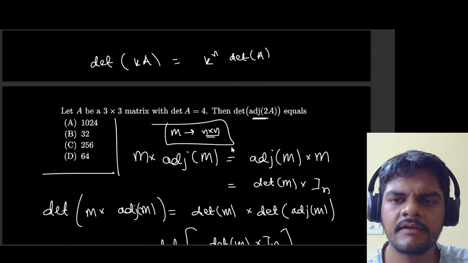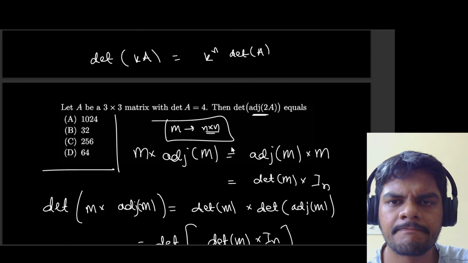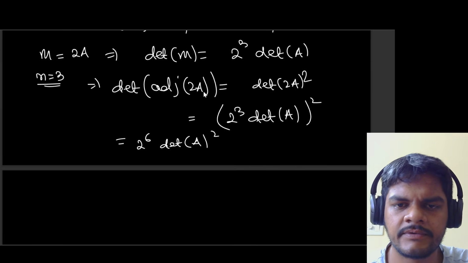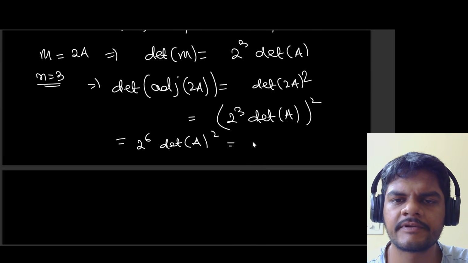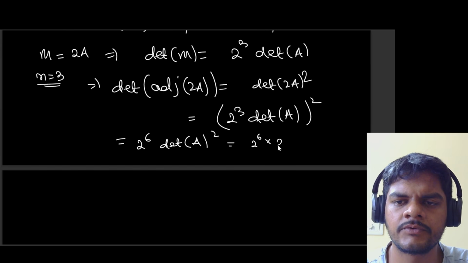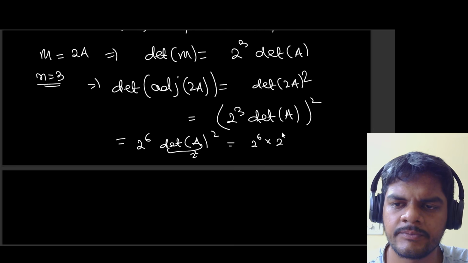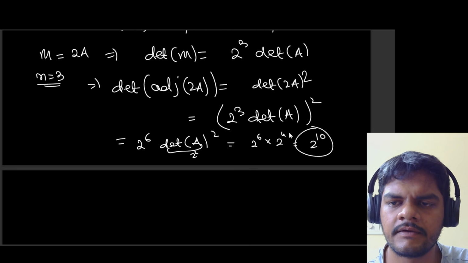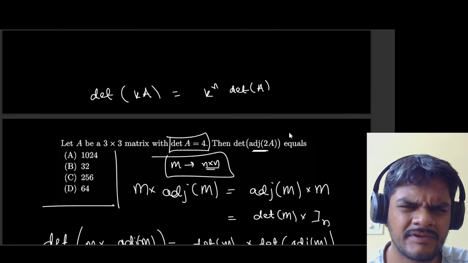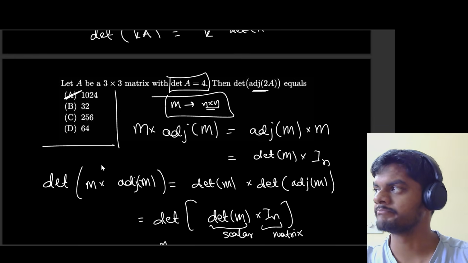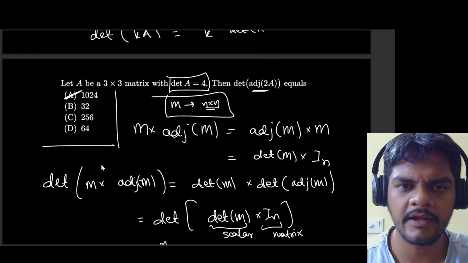So what do we have here? We have determinant of A is equal to 4. So this is simply 2 power 6 into 2 power, so 4 is 2 square whole square, so 2 power 4, 2 power 10. So we know 2 power 10, that is 1024. Yes. So this is the second question. We are done with that. Hooray.